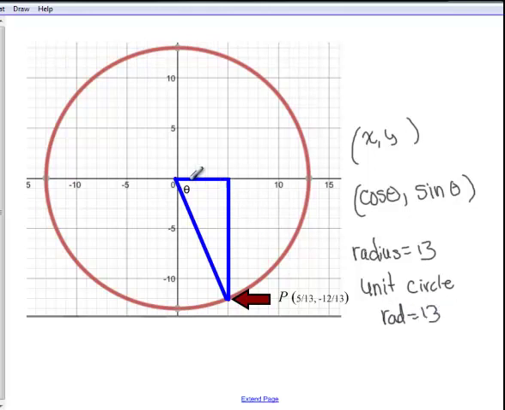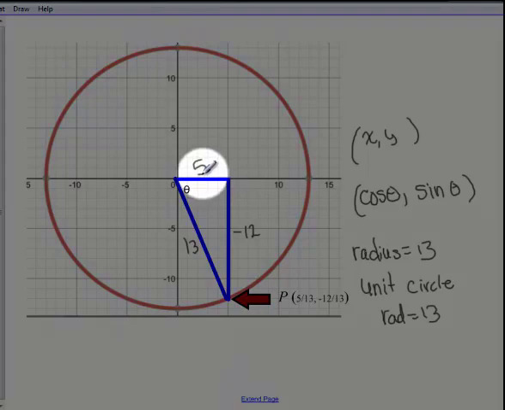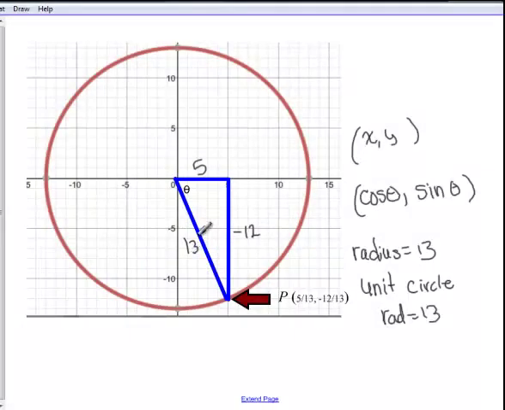Okay, so then this is 5. I went over 5. And then notice I went down. Well, how far did I go down? I went down 12. And then this is the radius, which is 13. Now we got the radius from counting here, but you know we could have gotten the radius by doing Pythagorean's theorem. A squared plus b squared would get me c squared. Now here's our angle theta right here.